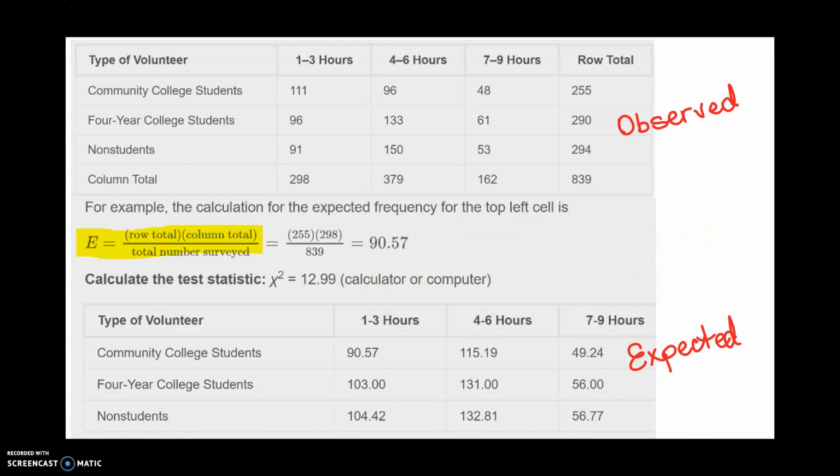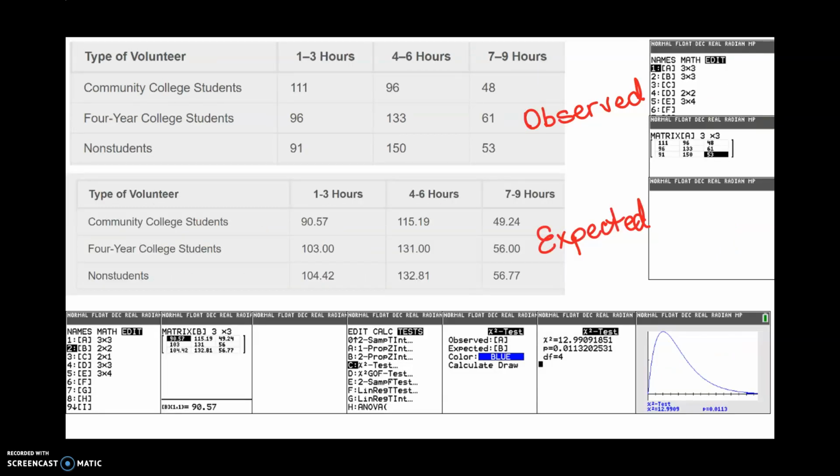So now we have an observed table and an expected table, and I need to multiply those. And the way that I'm going to multiply those fast and easy on my calculator, because it is miserable otherwise, is I'm going to use matrices. Because remember, matrices gave us a way that we could organize basically spreadsheets, right?